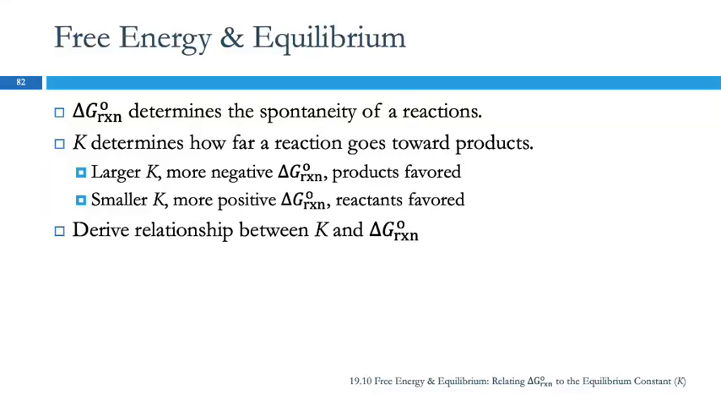So delta G0 determines the spontaneity of a reaction, whether it's going to occur or not. K, the equilibrium constant, determines how far the reaction goes towards the products. If we have a large K and a more negative delta G0, the products will be favored. If we have a smaller K and a more positive delta G0, the reactants will be favored.